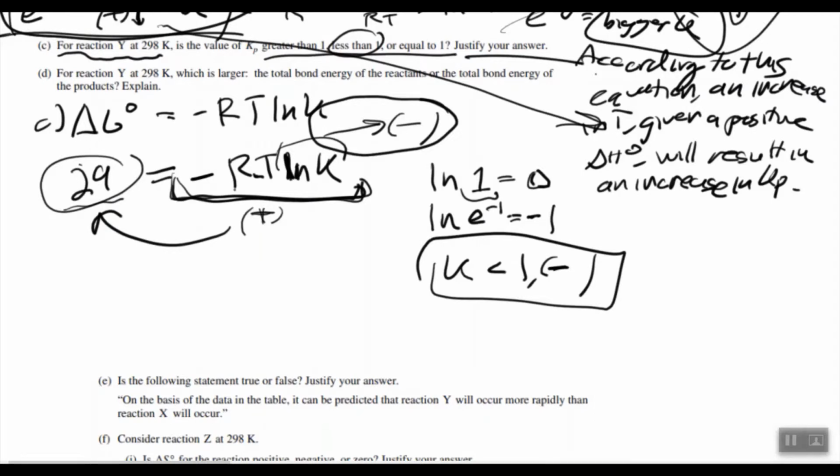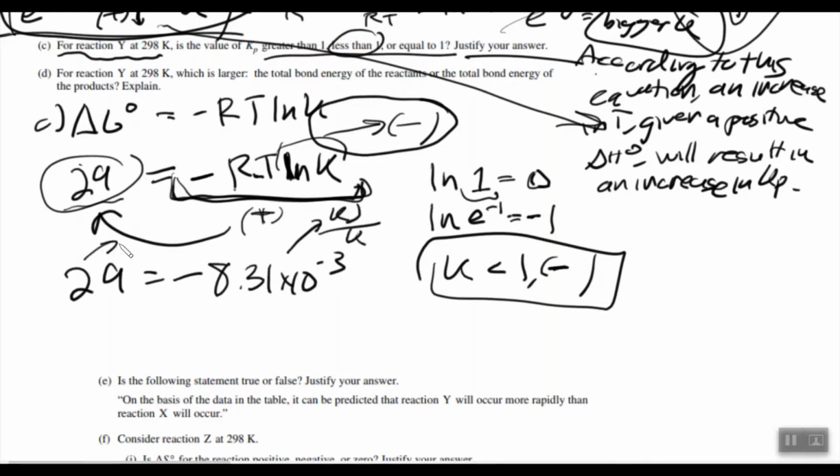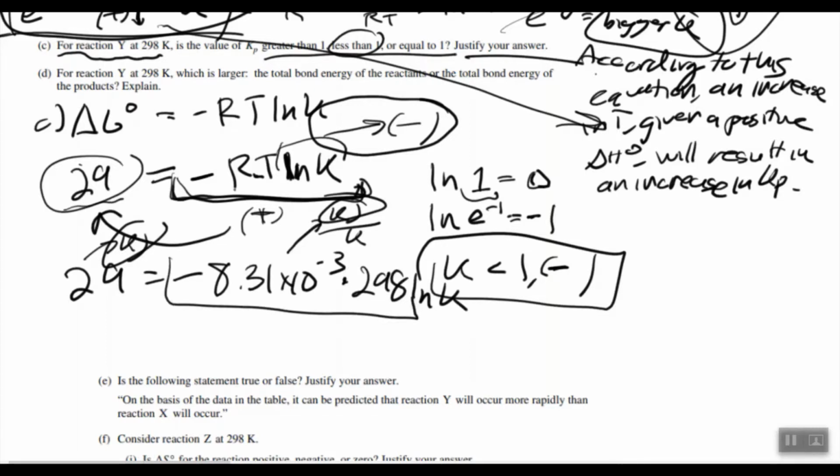The slow way would be to solve it. 29 is equal to negative 8.31 times 10 to the negative 3. This is kilojoules per Kelvin. This is in kilojoules. Note how the kilojoules match in units. And our temperature is 298. And this is times the natural log of K. Let's divide 29 by all this. So 29 divided by negative 8.31 times 10 to the negative 3 times 298. So we're dividing all that. And I got negative 11.71 is equal to the natural log of K.